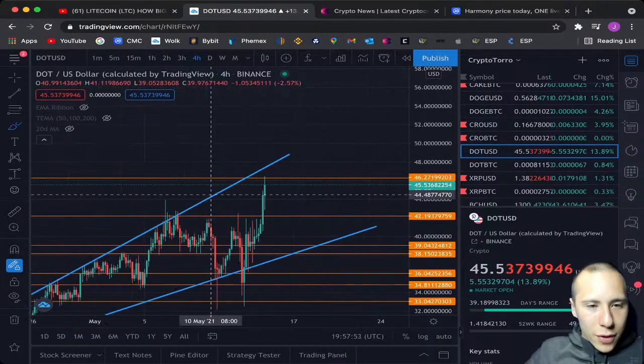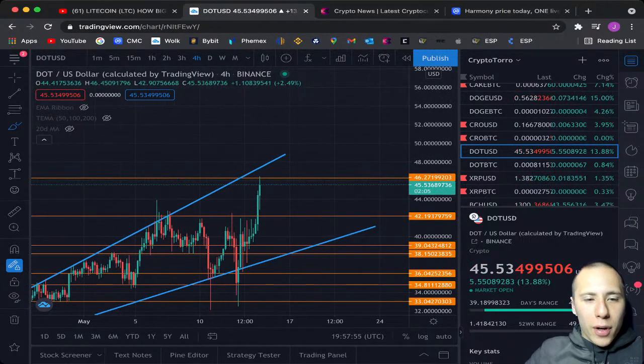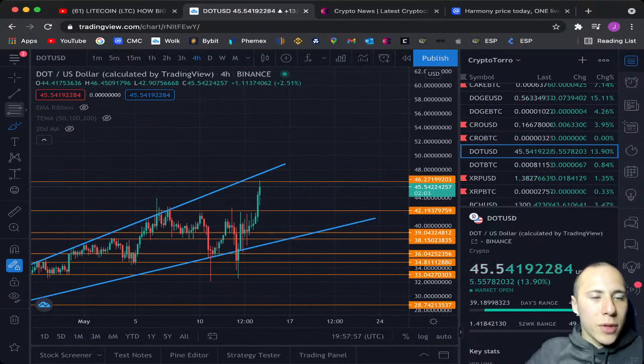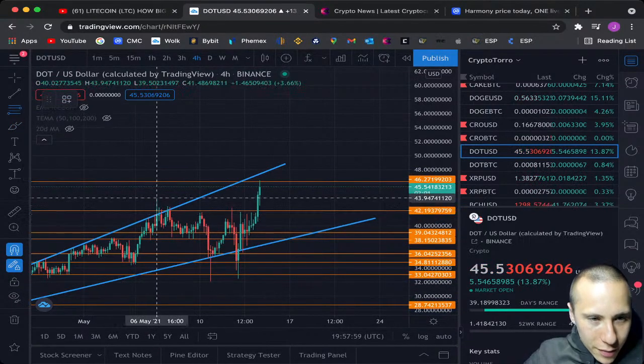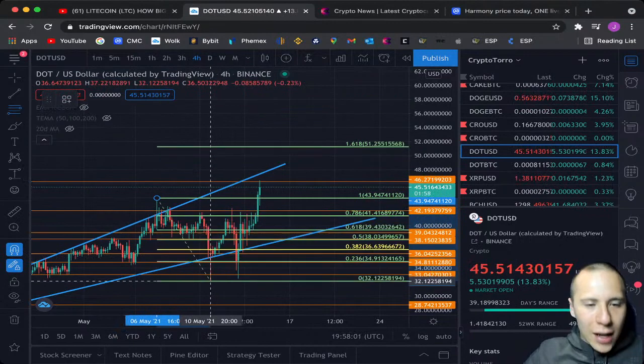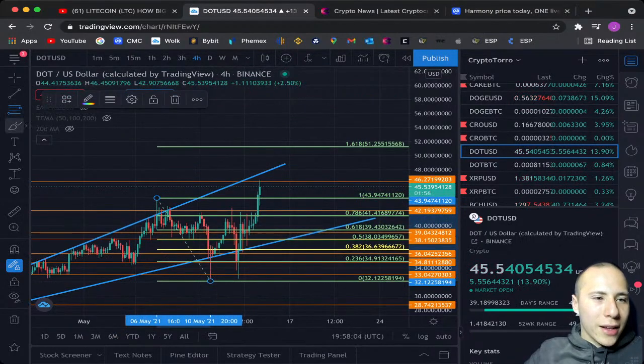And as well, to have even more data about Polkadot, I will be placing a Fibonacci retracement to have the best possible data on Polkadot right away.